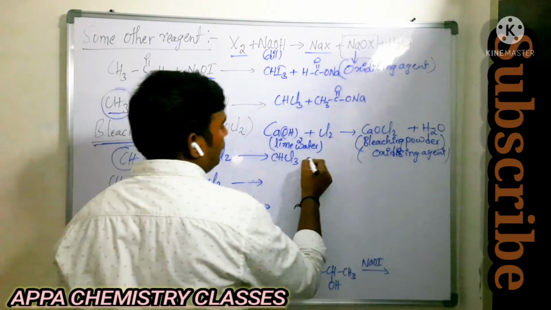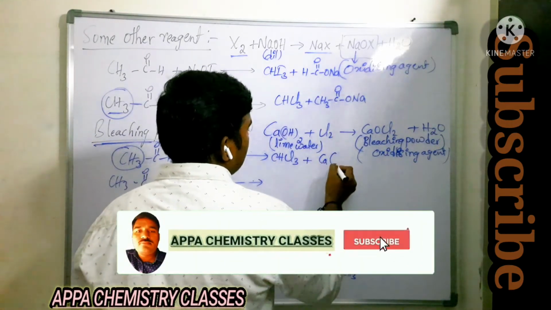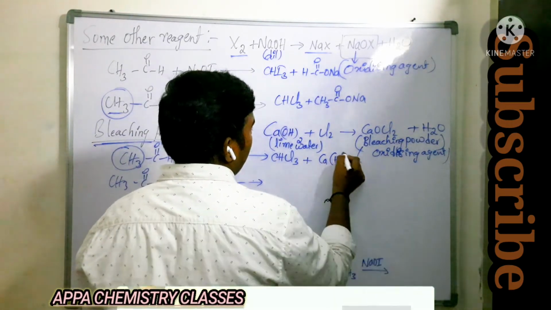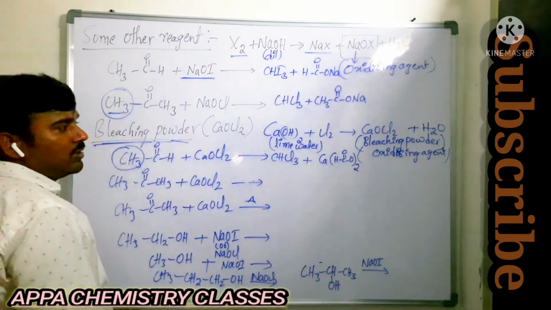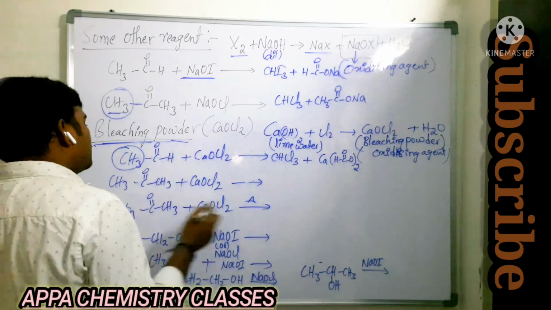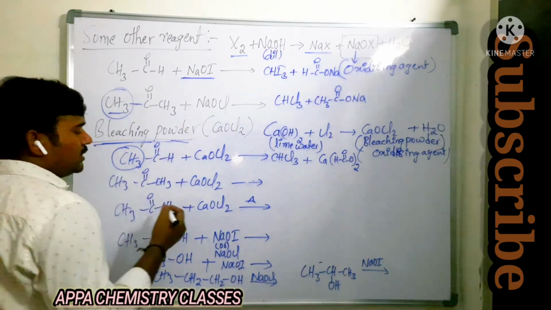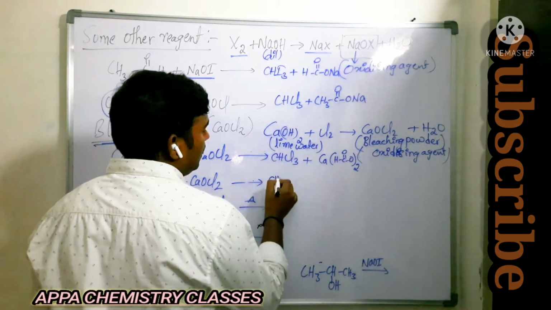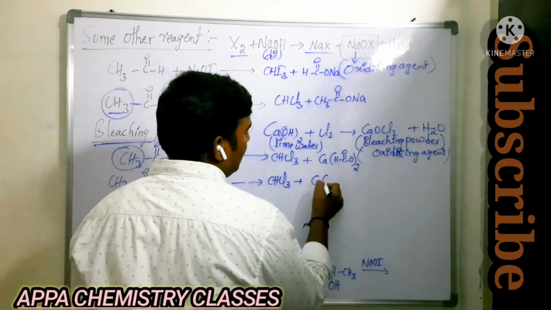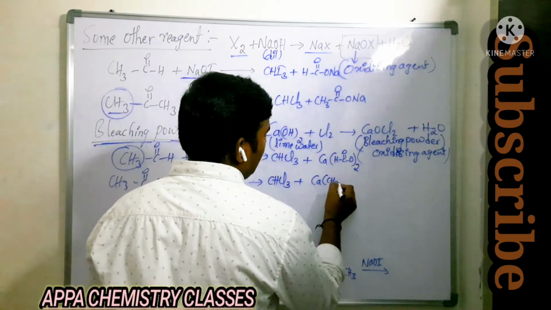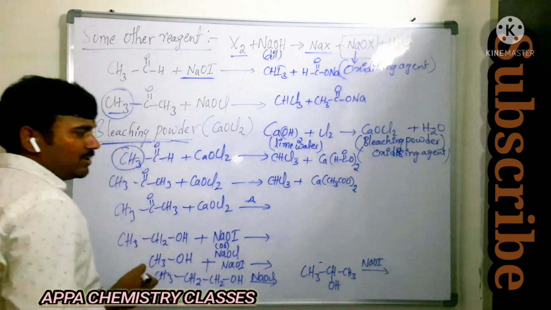Along with that we are getting calcium formate, that is (HCOO)2Ca. Next, here acetone, when reacted with calcium oxychloride, that is bleaching powder, gives haloform, that is chloroform, plus calcium acetate, (CH3COO)2Ca.